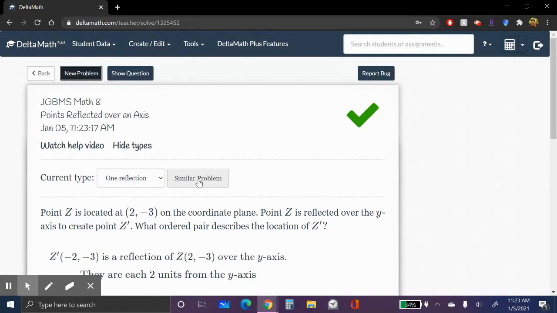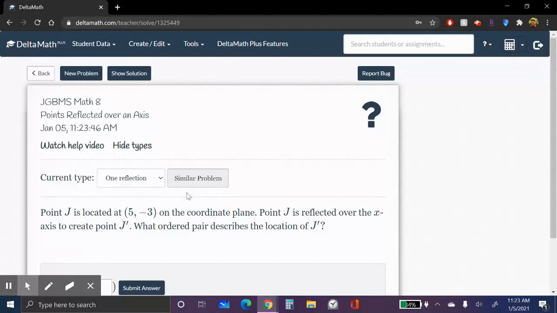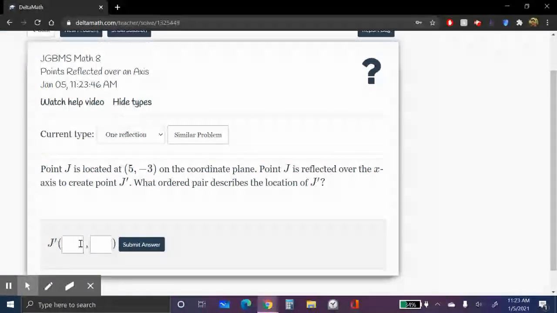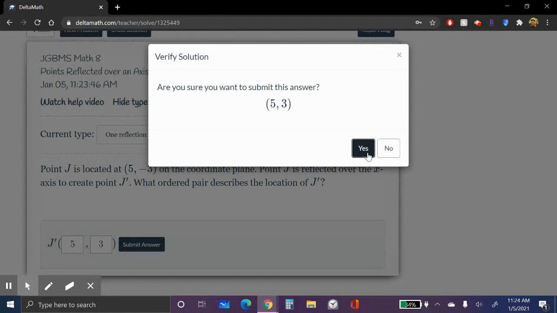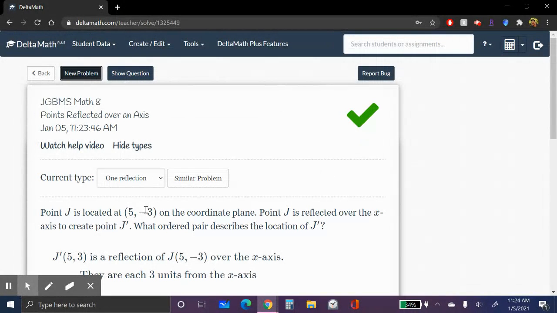All right, let's do one more. All right, we have this point, and it's reflected over the x-axis. So the x-axis, you change the y value. So instead of 5, -3, it's going to be 5, +3. All right, let's look at one with 2 reflections.